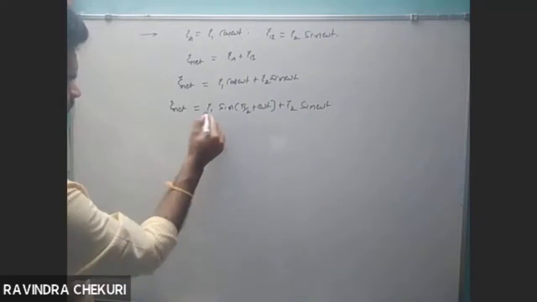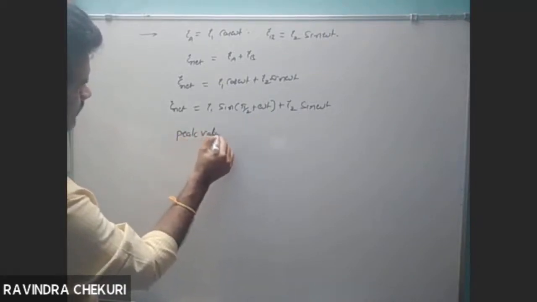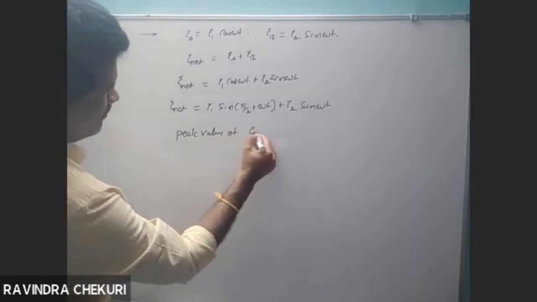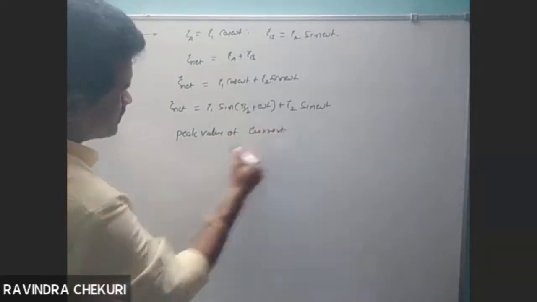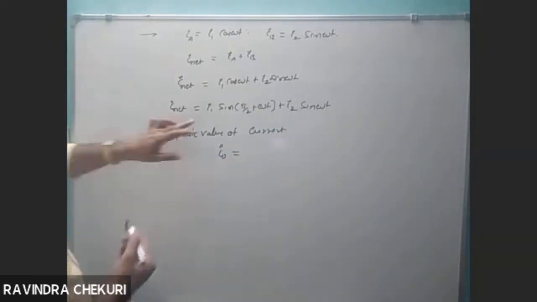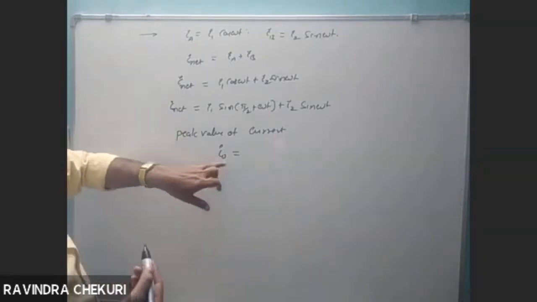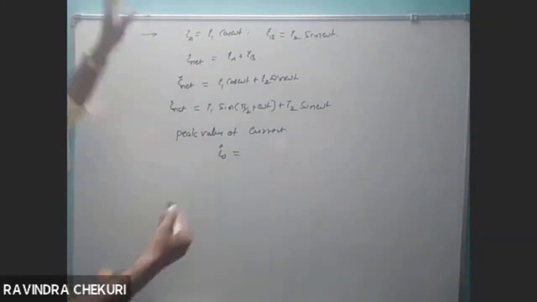The peak value of current. So I naught is equal to the peak value of current, which means nothing but the amplitude, the resultant amplitude. Maximum value of current, peak value of current, amplitude, everything is the same.